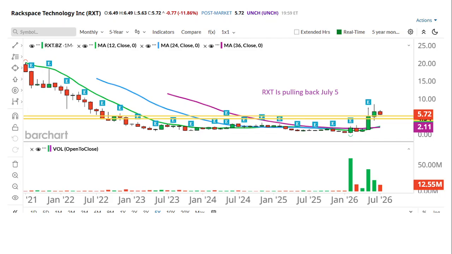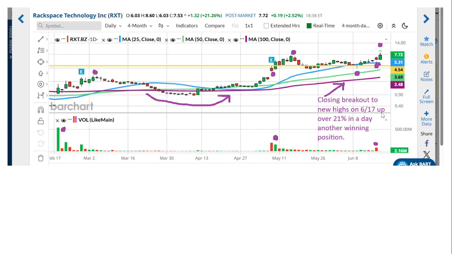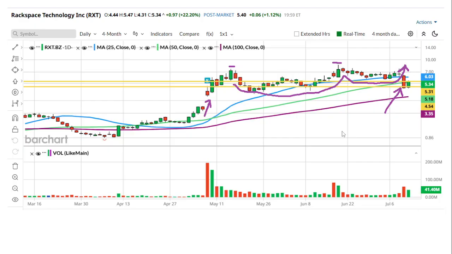Here I took this screenshot on July 5th, where it was up 2 months in a row, started pulling back here in July, and here we had a closing breakout to new highs on June 17th, which was here, and Rackspace was up over 21% in a day. So I had a winning position in Rackspace. Well, then later on down the road, in July, it stopped me out here on this day. In fact, not on Friday, but the day before yesterday, on Thursday, we had this wide range bar, selling entered the stock, and it stopped me out.